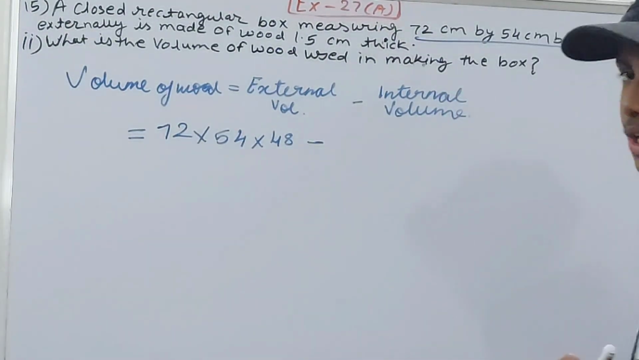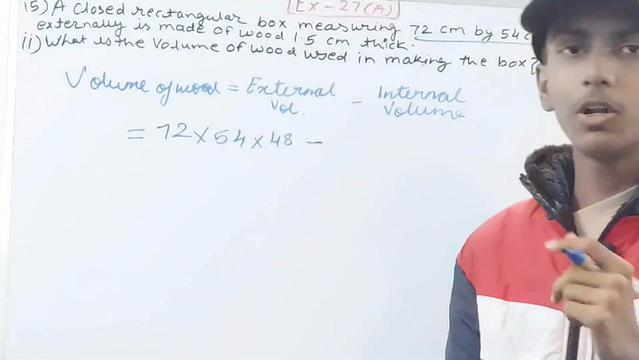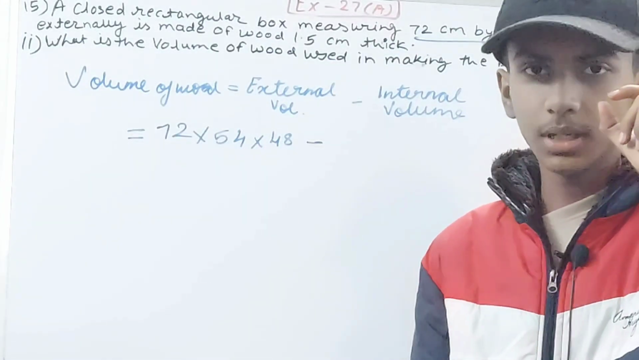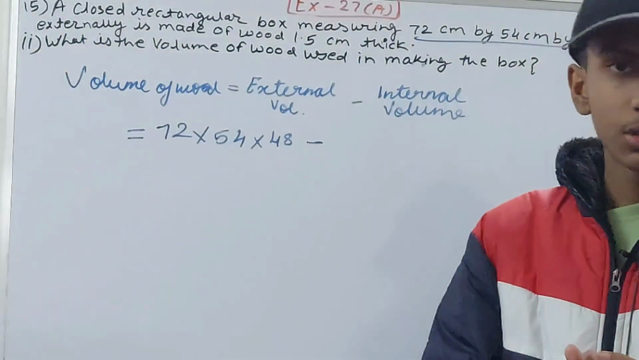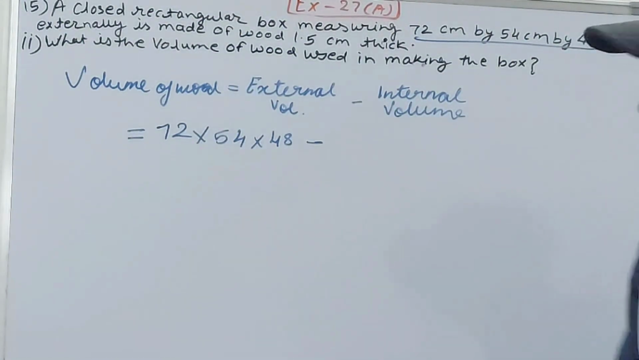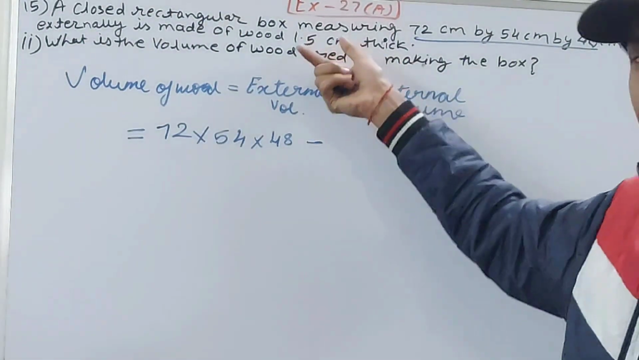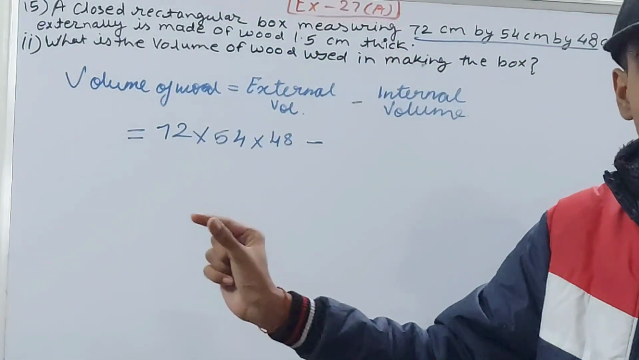The dimensions will change here. Why? Because internal volume will not include the thickness of the wood. It will only include the internal volume of the box. The wood part will be removed. So for that, we have to remove the thickness of the wood from each side.